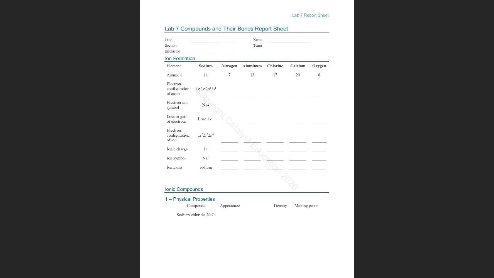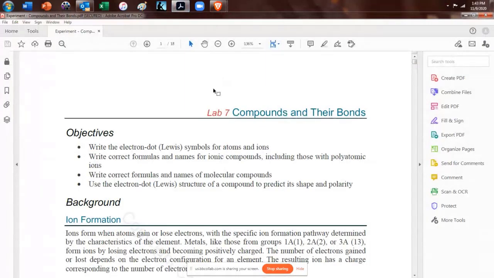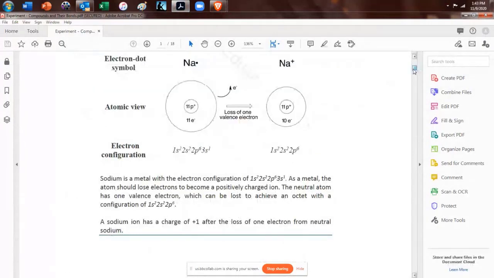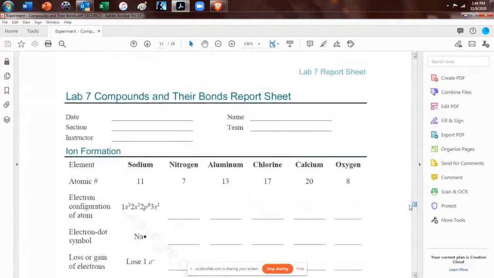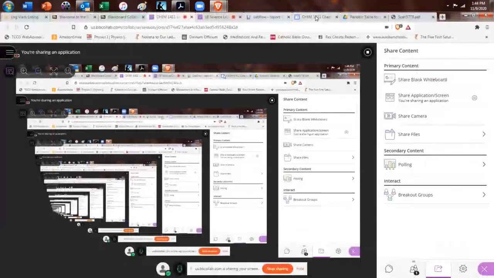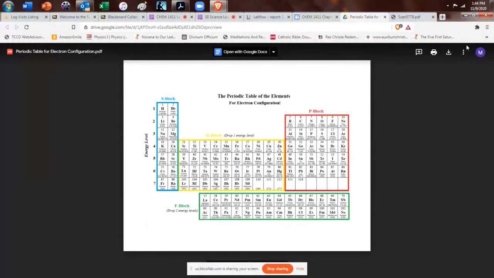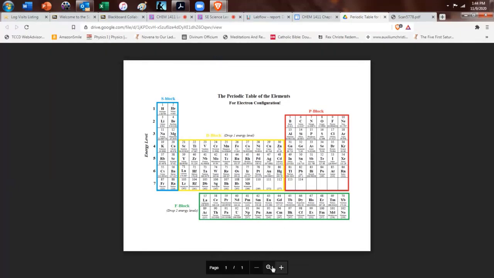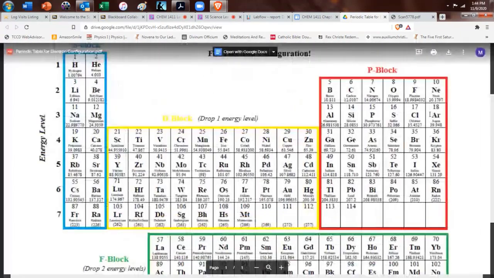The Lewis dot symbol, and actually, you know what? I'm going to take a moment here and go over this in a little bit more detail, because I want to show you the periodic table for electron configuration. I'm going to zoom in on this just a little bit. I see chlorine is right here, chlorine in the third period.